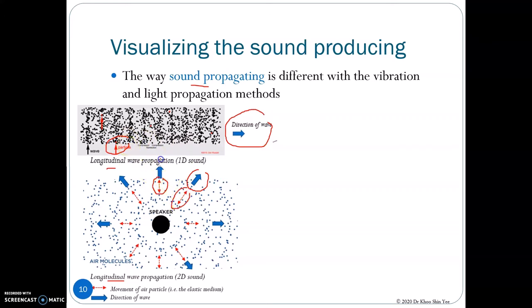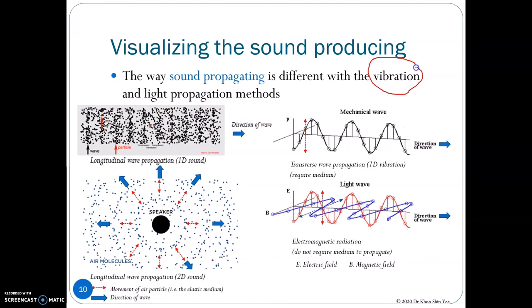So if you see the movement of the particle or the medium is the same as the movement of the wave, this is called longitudinal wave propagation. The way sound propagates is different from the vibration and light propagation methods.